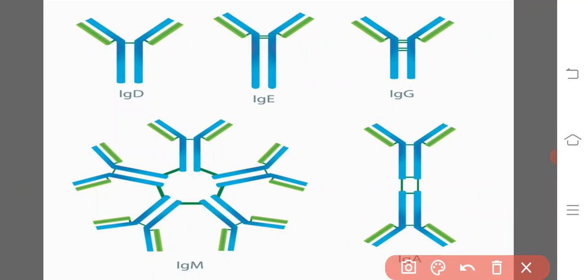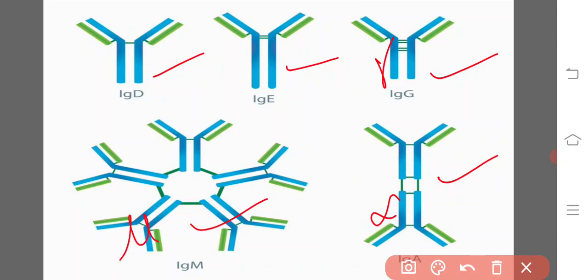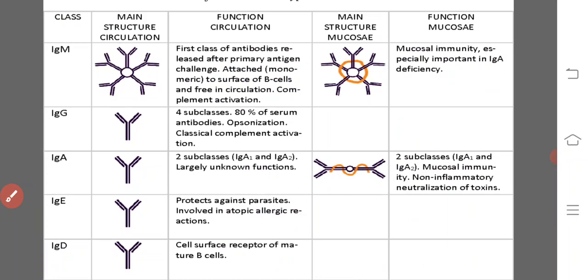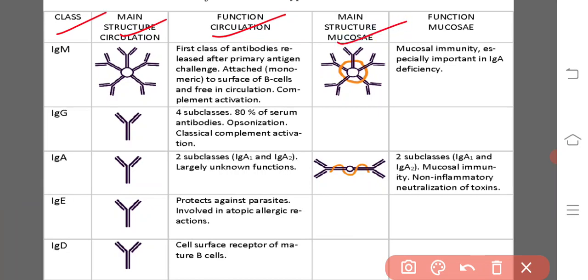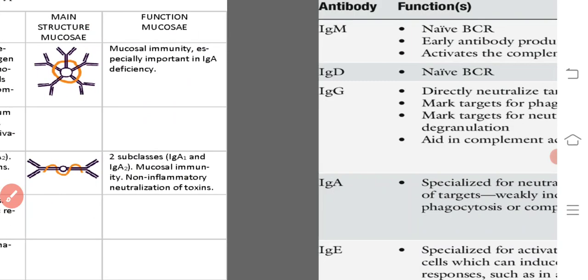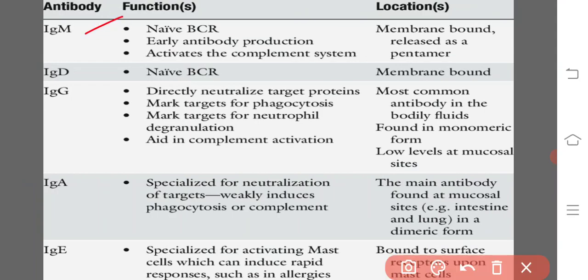Here there is an overview of all the antibodies: IgG monomeric form, IgA dimeric form, IgM pentameric form, IgD monomeric, IgE monomeric. IgG has gamma type heavy chains, A alpha type, M mu type, D delta type, and E epsilon type heavy chains. Here is the class of the immunoglobulin, main structure and function in the circulation, main structure and function in the mucosa. So here are the antibodies, their functions and locations, whether membrane bound or secretory.